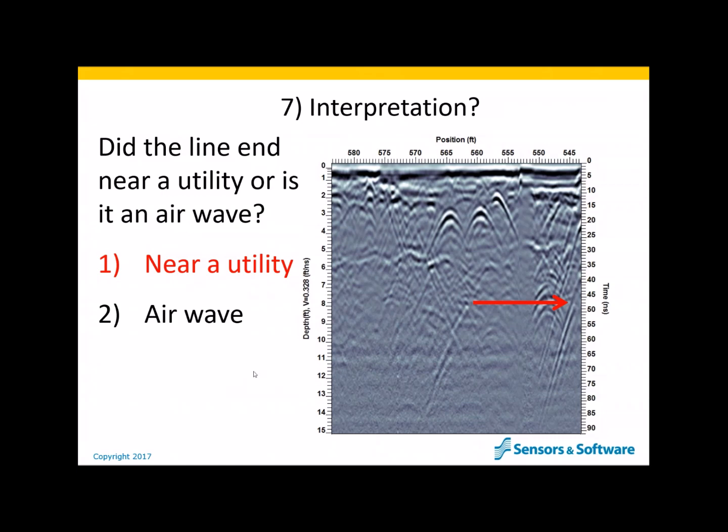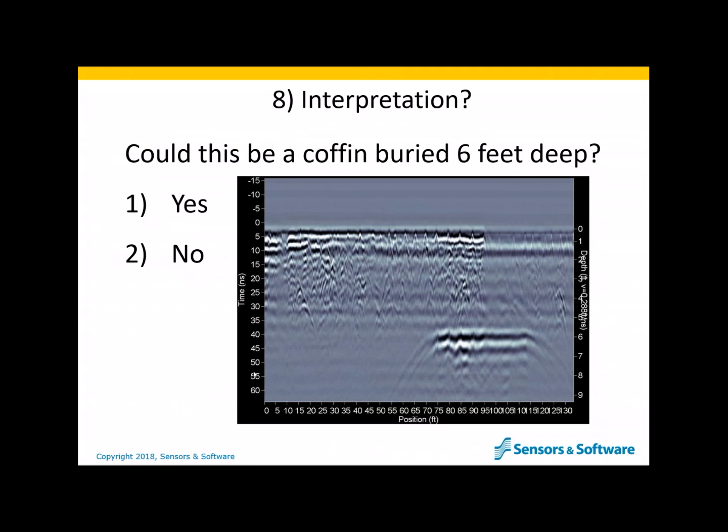Okay, next question. Question 8. Could this be a coffin buried 6 feet deep? Look at the image, think about it. Let me give you a hint. Unlike the other one that I didn't get managed, let me give you a hint on this one. We measure the velocity off of the tail on this, and we get 0.3 meters per nanosecond.